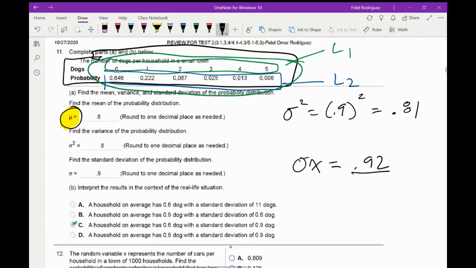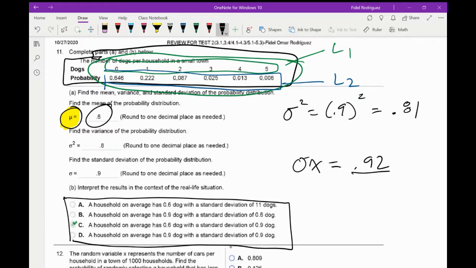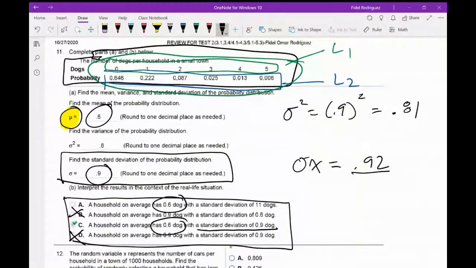Okay. So what I'm going to do now is when I look at my choices, the average needs to be 0.6. So I already know that B is not a good choice, and I know that D is not a good choice. So the only two choices are either A or C. Look what it tells me about the standard deviation. Guys, here my standard deviation is 0.9. And so that's why we knew that the proper answer was going to be C.